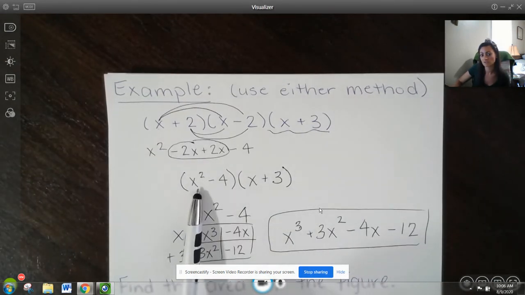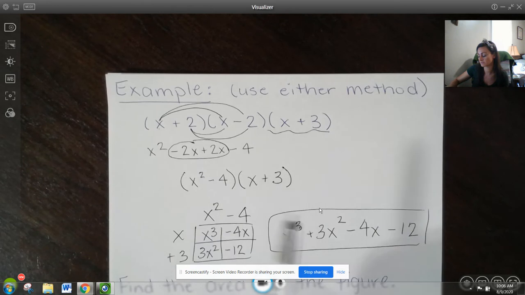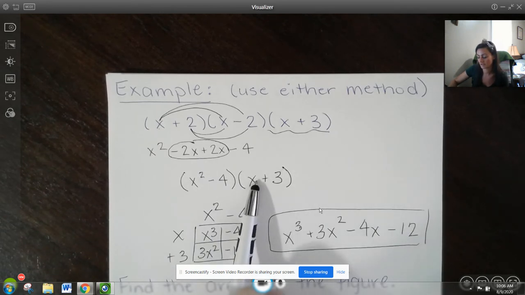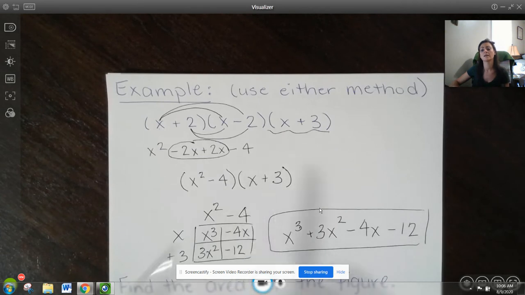This would be a quadratic binomial. Quadratic because that's the highest exponent. Binomial because there's 2 terms. This is a linear binomial because the highest exponent is 1 and there's 2 terms.